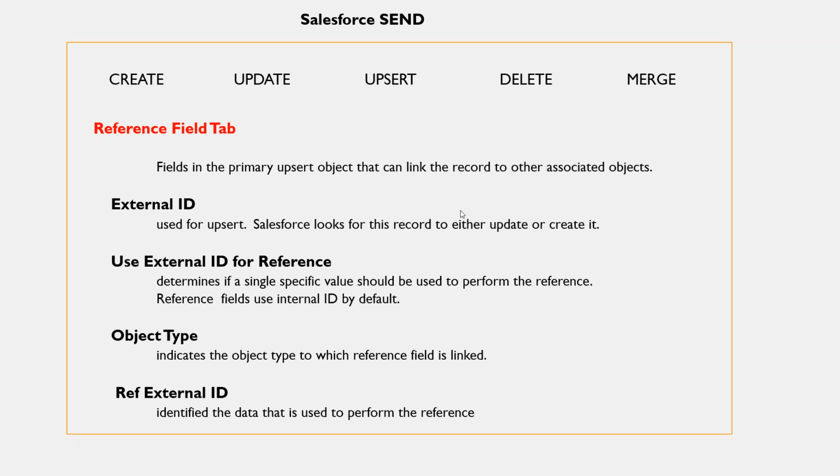So now we were using this connector call to do insert or update, and we are using different maps as well and connections. So in operations, sorry, in that now, instead of doing all that, you can use only upsert action, and you can get that done. So you are asking Salesforce to determine whether it is existing or no. Use external ID for reference. Determines if a single specific value should be used to perform the reference. Reference fields use internal ID by default. Object type indicates the object type to which reference field is linked. And reference external ID identifies the data that is used to perform the reference.